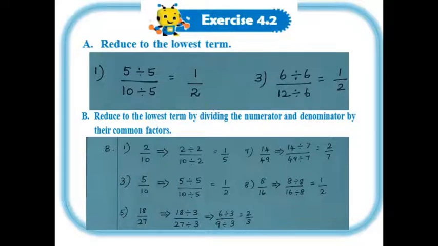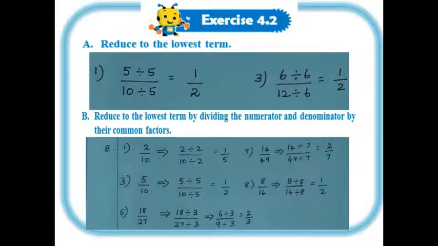Then the third sum, 18 by 27. Here you cannot find the highest factor between these two numbers. So you find out the common factor between 18 and 27. So the common factor between 18 and 27 is 3. So 18 divided by 3 and 27 divided by 3 will give you 6 by 9. So again you divide 6 and 9 with your common factor which is 3. So 6 divided by 3 and 9 divided by 3 will give you 2 by 3 as its lowest term.